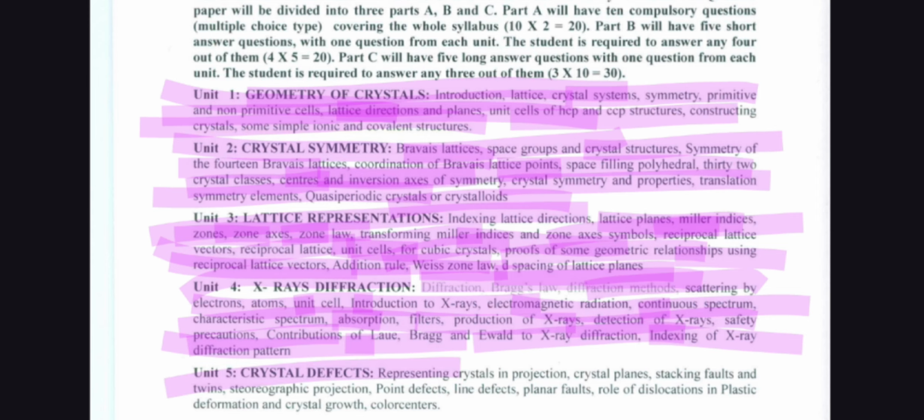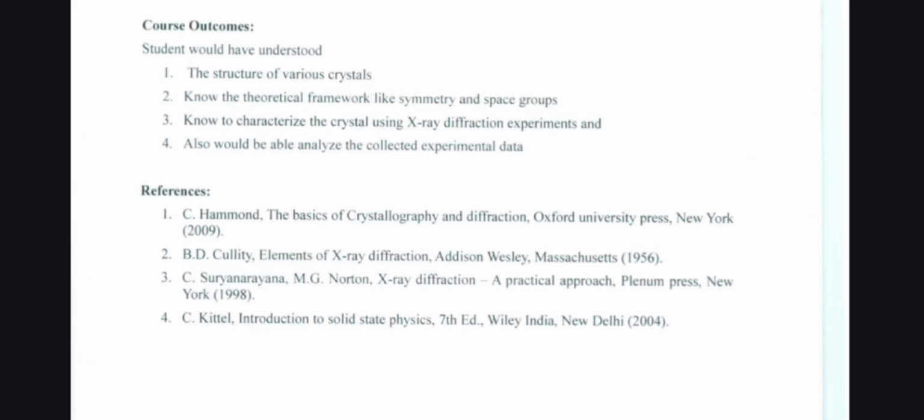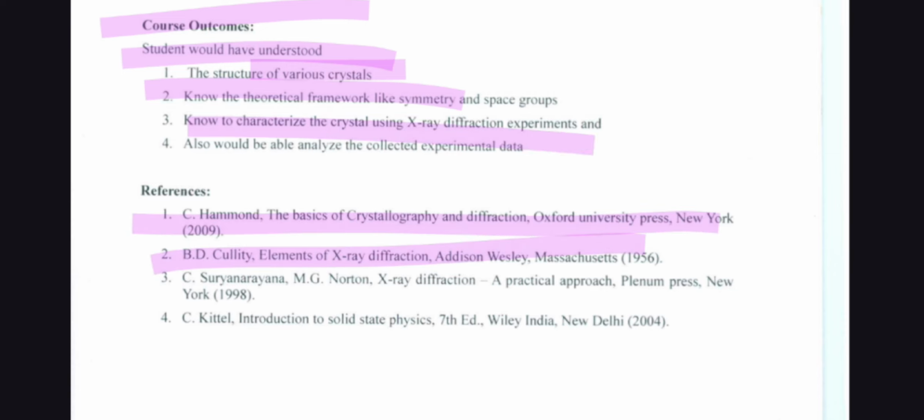Unit 5 is crystal defects, representing crystals in projections, crystal planes, stacking faults and twins, stereographic projections, point defects, line defects, planar faults, role of dislocations in plastic deformation and crystal growth, color centers. So you see this, the student would have understood the structure of various crystals. You read this, and for reference books here, you see these 4 books.